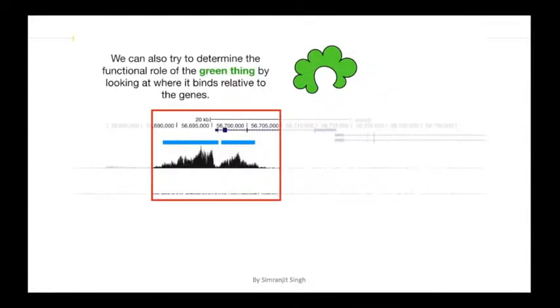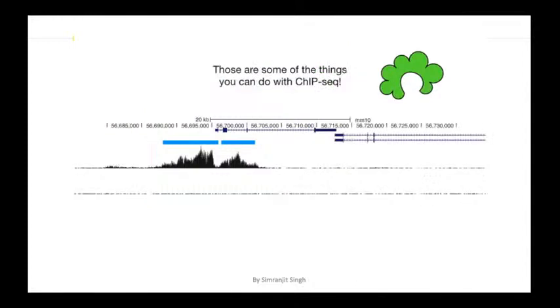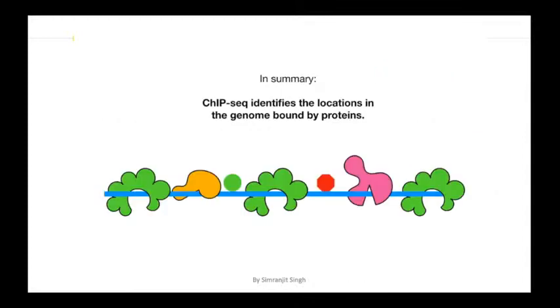We can also try to determine the functional role of the green thing by looking at where it binds relative to the genes. Here, we see that the green thing binds near the start of a gene, so it might regulate that gene in some way. Anyway, those are some of the things you can do with ChIP-seq. In summary, ChIP-seq identifies the locations in the genome bound by proteins.